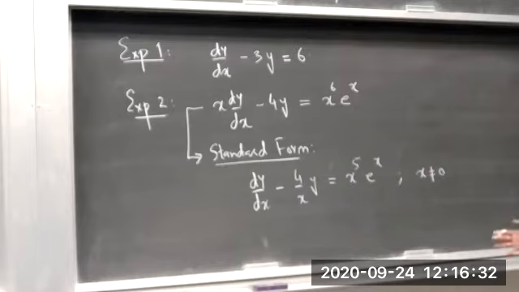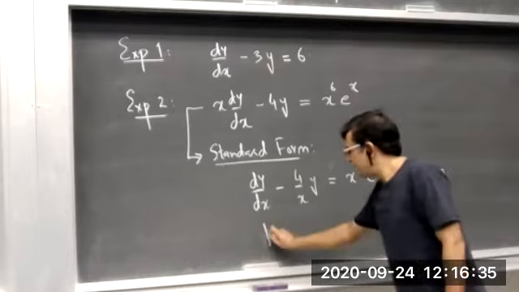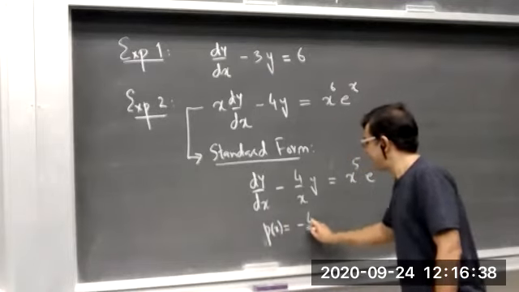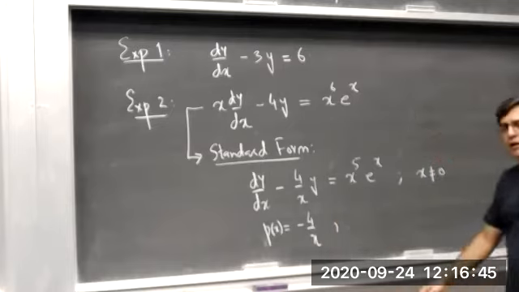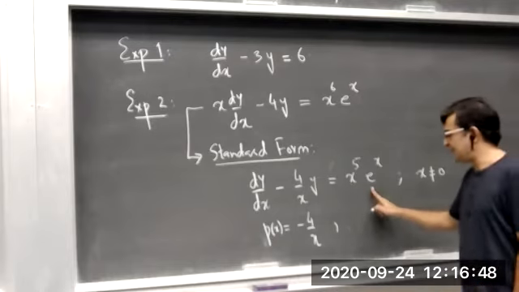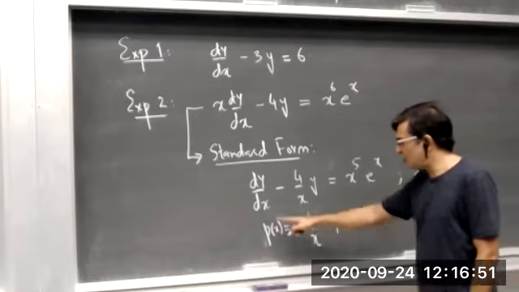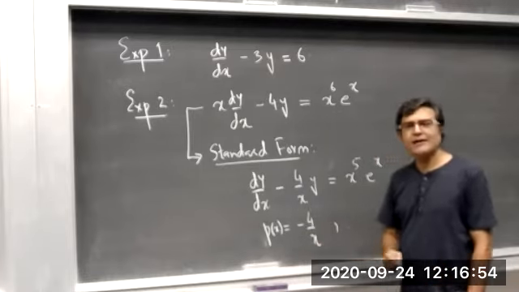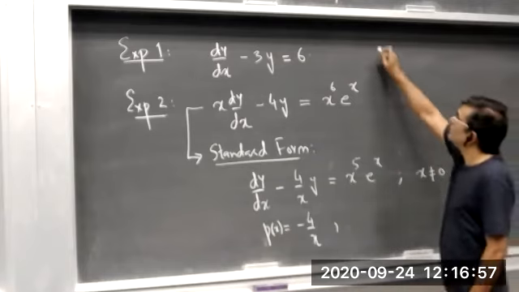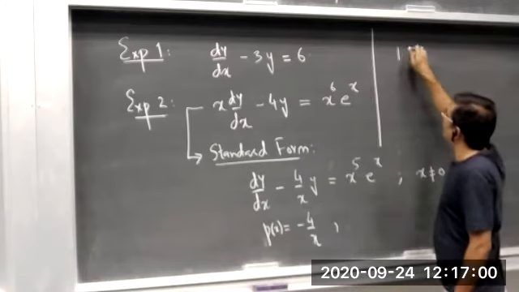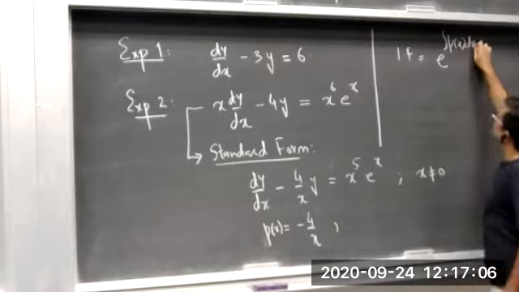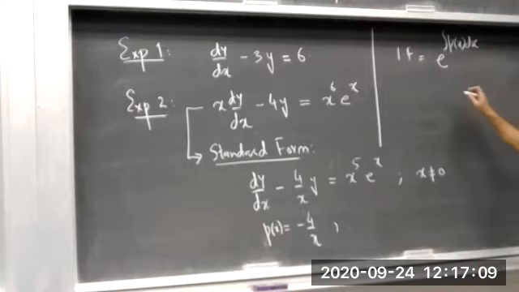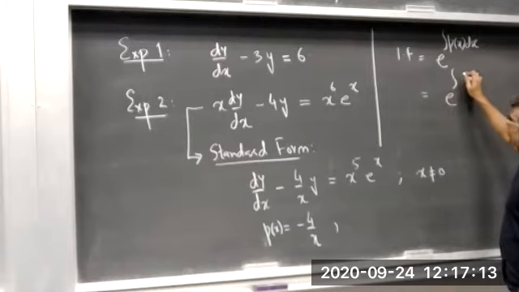Now this is basically the standard form of the linear differential equation, where you can see that p of x is minus 4 by x, and g of x is x power 5 times e raised power x. But you don't need g of x. You only need p of x in order to find the integrating factor. What would be the integrating factor here? It will always be e raised power integral of p of x dx. P of x is negative 4 by x dx.